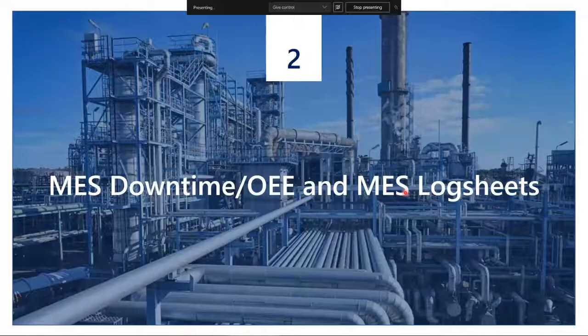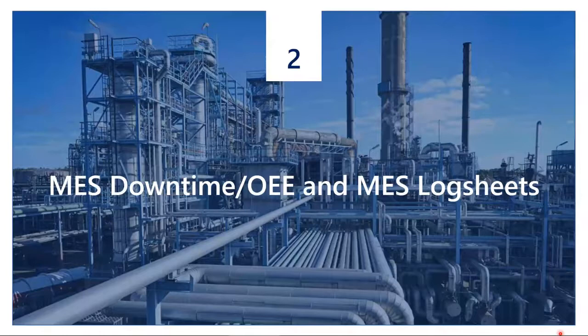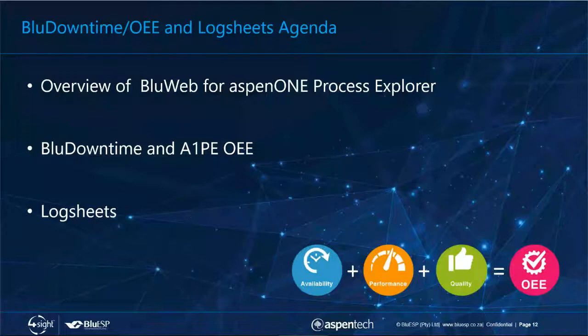Yeah, good afternoon, everyone. So I will be handling mainly these two topics. Obviously, we can keep busy for the whole day on these two topics, but due to time pressure, I will just scratch the surface. First of all, I'll give a quick overview of something we call BluESP. The reason I touch on that is because that's the framework within which the other two applications are running. Then we're going to talk about Blue Downtime and the Aspen One Process Explorer OEE functionality. And finally, we're going to talk about electronic log sheets.